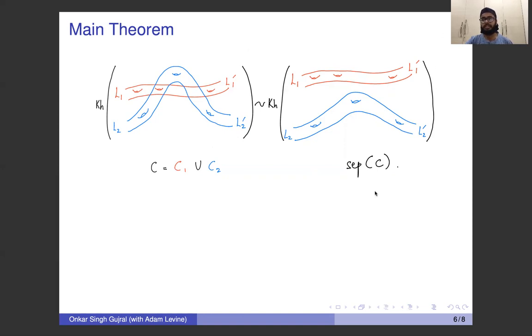That is, if we're calling the cobordism on the left C, where C is given by the union of C1 and C2, then we call the cobordism on the right sep of C, short for separation of C, because we form this cobordism by entirely separating the red and the blue components from each other. So even though these two cobordisms, C and sep of C, may not be isotopic, because C is allowed to be linked up in the middle, whereas sep of C has no such linking information, despite these not being isotopic cobordisms, our main theorem says that the Khovanov maps induced by them are homotopic.